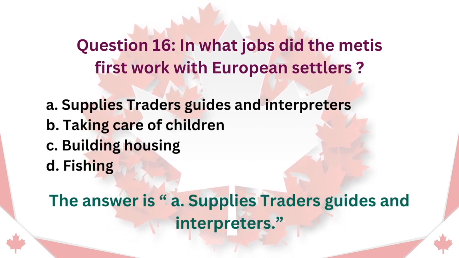Question 16. In what jobs did the Métis first work with European settlers? A. Supplies, traders, guides and interpreters. B. Taking care of children. C. Building housing. D. Fishing. The answer is A. Supplies, traders, guides and interpreters.